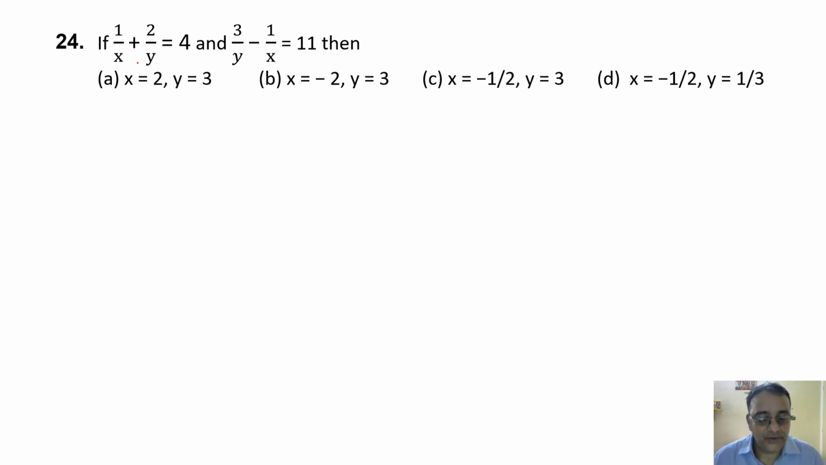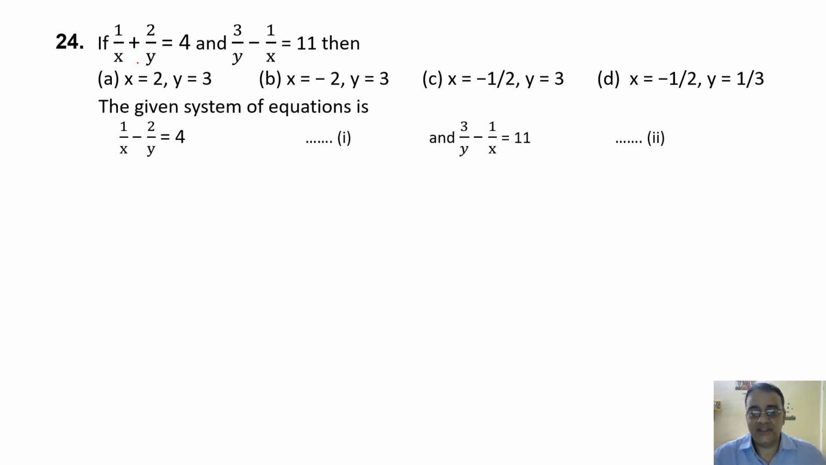Okay, so first we will write both the equations. Now see, in both the equations, the sign of 1 upon x is alternate, means opposite, plus minus. So what we will do, we will add these two. If we add, these two will be cancelled. This is clear? Yes, sir.